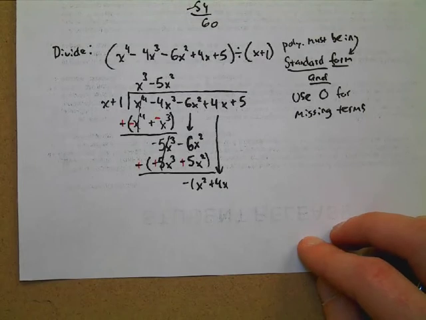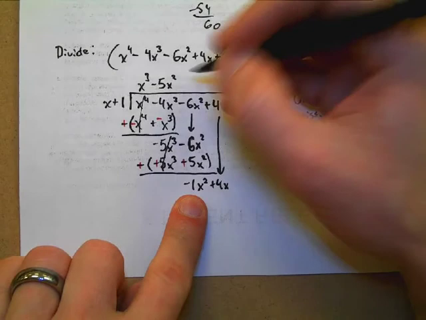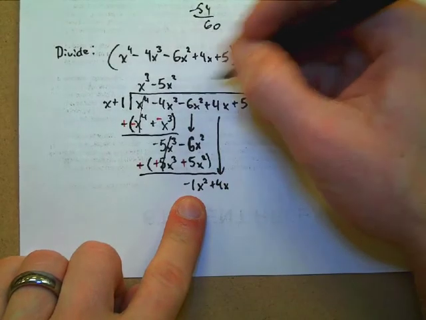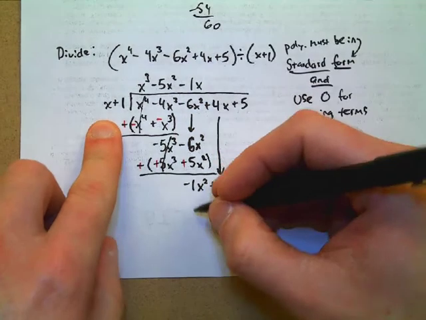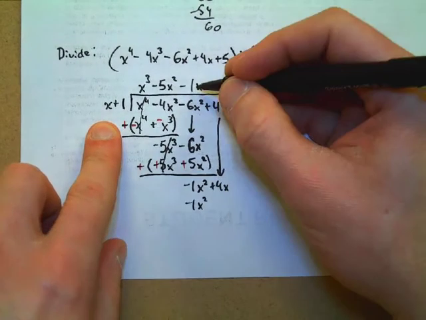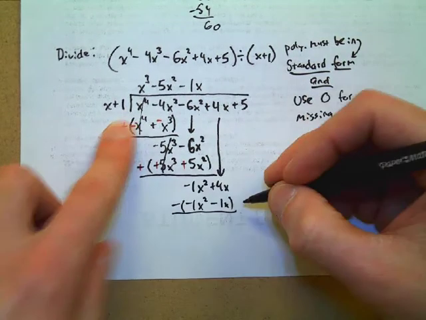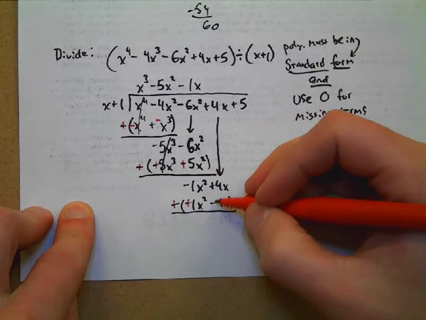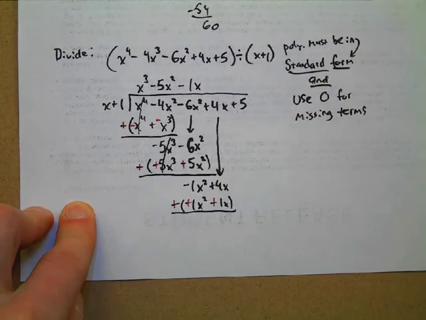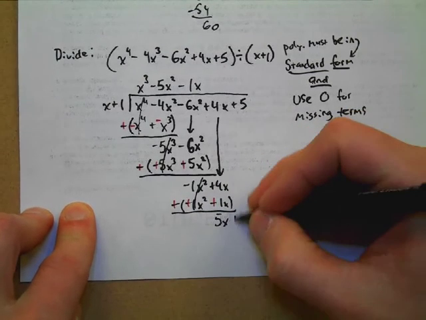All right, let's keep going, right? What times x will give us a -1x squared? So -1x, right? -1x times a positive x will give us -1x squared. -1x times positive 1, -1x. And again, subtract the quantity, which again, add the opposites. And so those cancel as they always should. 5x, bring down the plus 5.